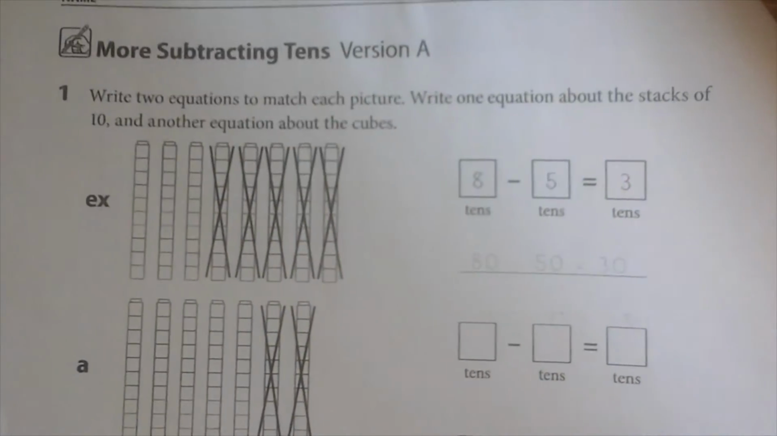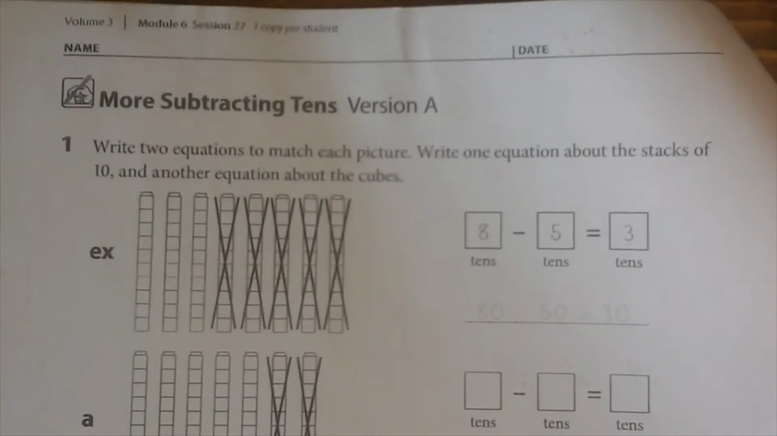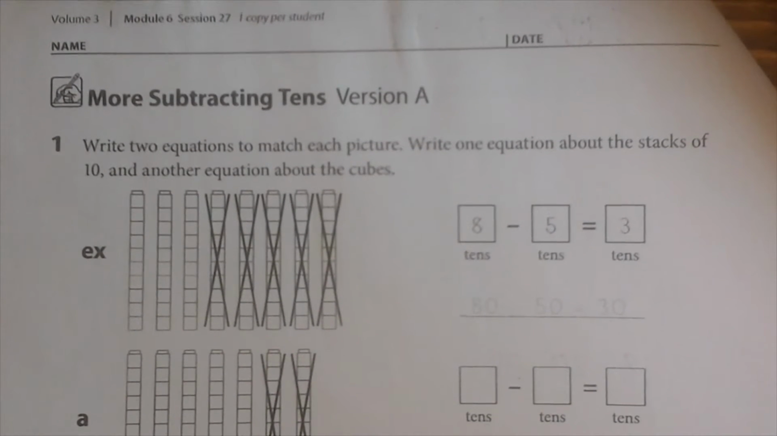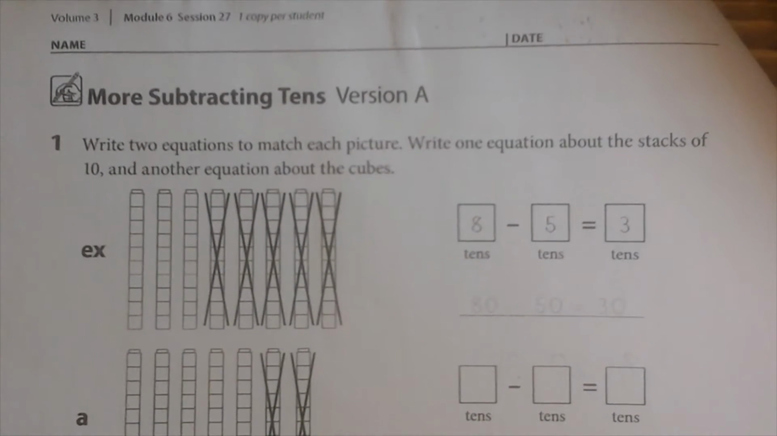All right, now we get to do some subtraction, and we're going to write our equations with 2 different strategies. So we're going to write 2 equations to match each of these pictures. One equation, we're going to think about these sticks of tens as how many tens? 1 ten, 2 tens, 3 tens. The other equation we write, we're going to be thinking about how many individual cubes. Like when we say 1 ten, it's really 10 cubes, okay?